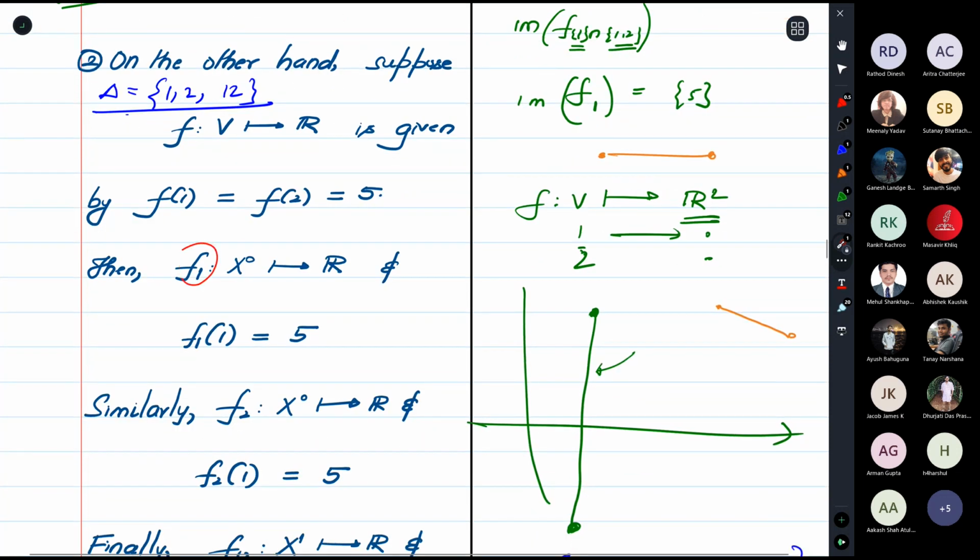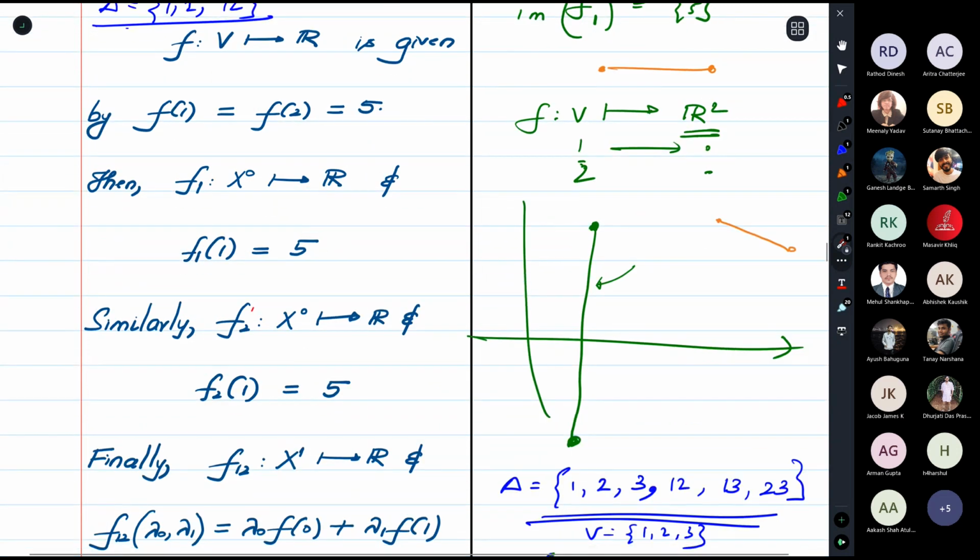So f1 will go from x0 to r. X0 only consists of the element 1, so f1 of 1 will be 5. Similarly, f2 will go from x0 to r. Again, this consists of only one element, which is 1, so f2 of 1 will again be 5. Unlike in the earlier case where it was 10, the reason is that it is 1 times f of 2, and since f of 2 is 5 over here, this value also turns out to be 5. So that is something you have to keep in mind.